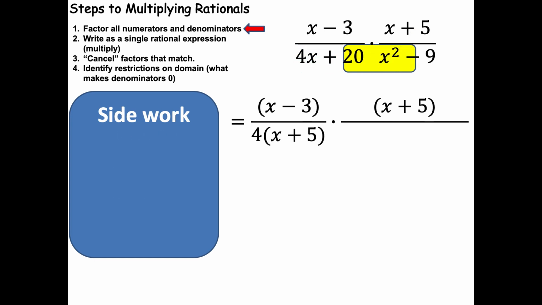Last part, x squared minus 9. This one also factors. It's a binomial, but it is a squared. If you remember your shortcuts, x squared minus 9 is a difference of squares.